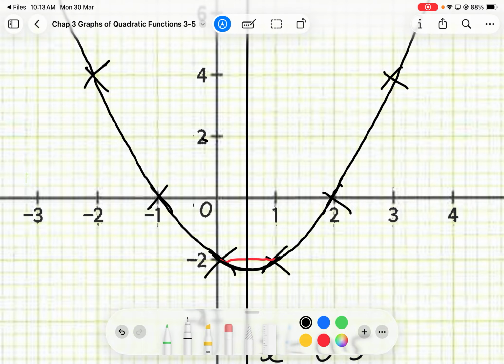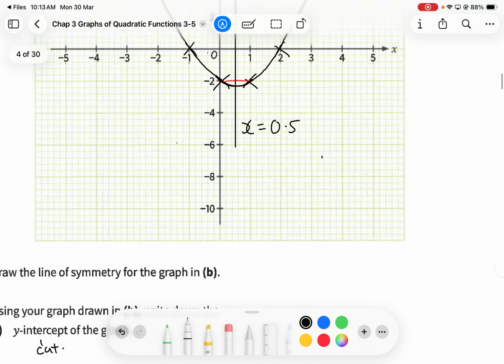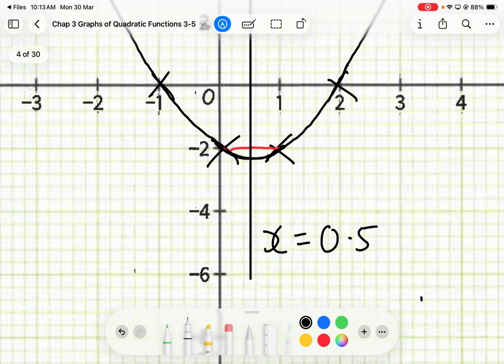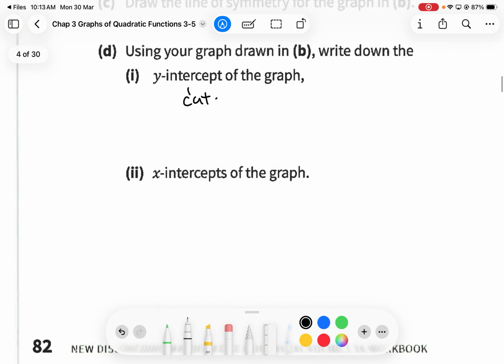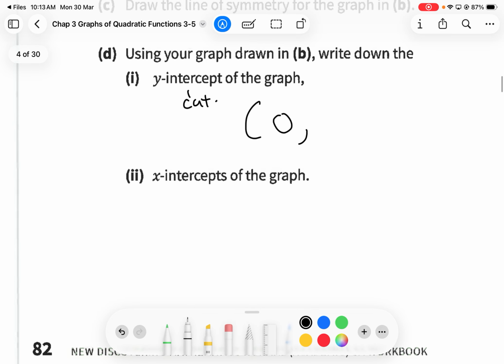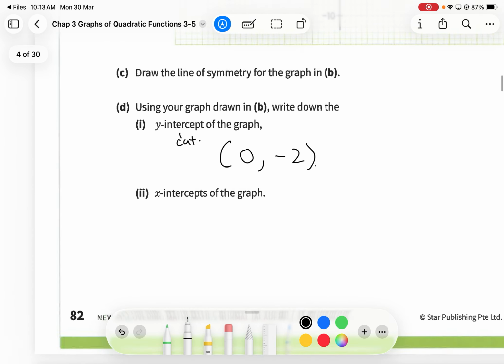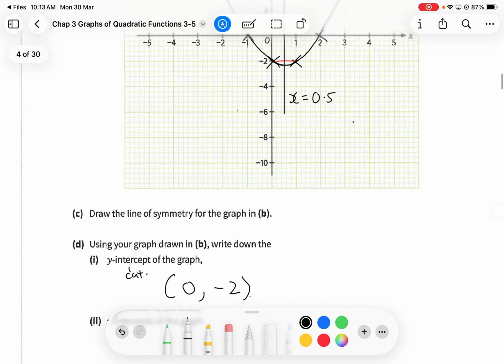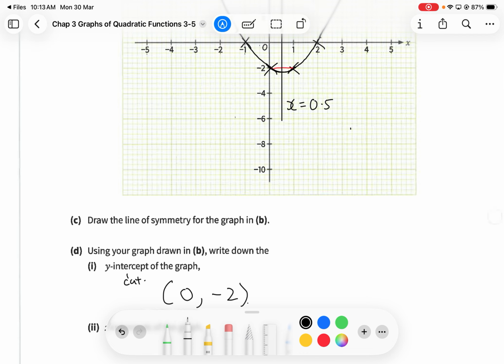Okay? So when I want to tell people what is the y-intercept, I give the coordinate. The y-intercept is here. If I want to give the coordinate, I will tell people it is at 0, -2. Okay? It cuts the y-axis at -2. Then if I want to give the coordinate, it is 0, -2.